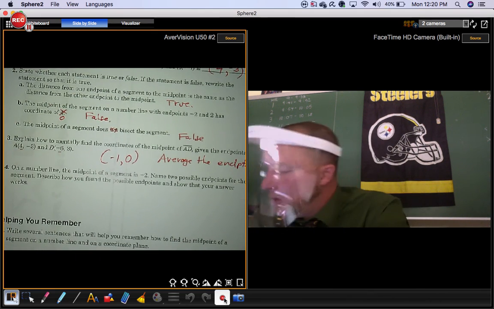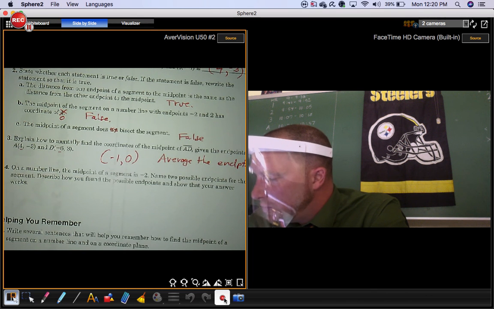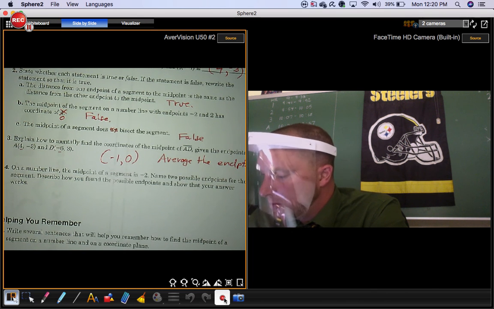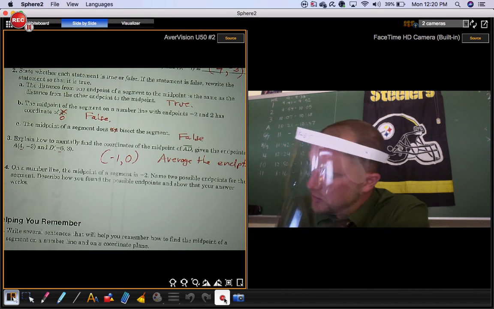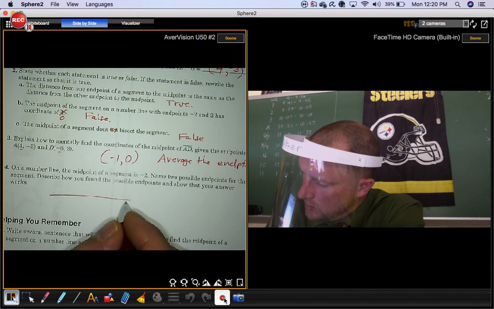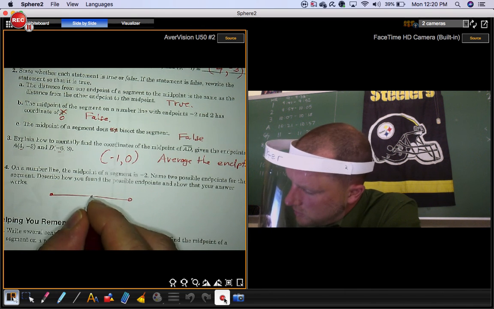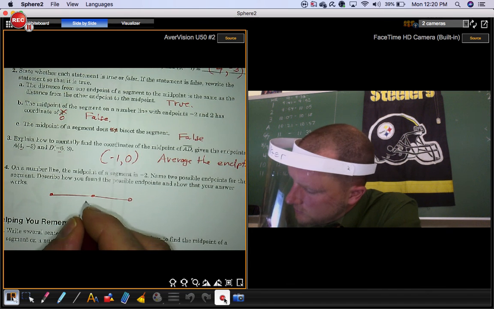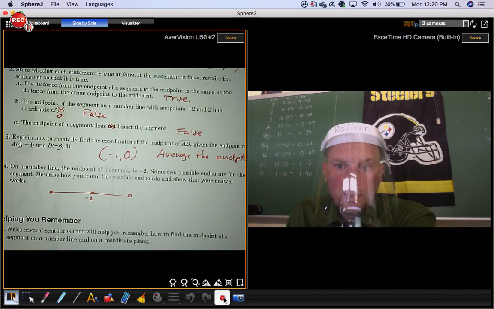Number 4, on a number line, the midpoint of a segment is -2. Name 2 possible endpoints for that segment. Describe how you found the possible endpoints and show that your answer works. Okay, so here's a segment. Let's say -2 is the midpoint.